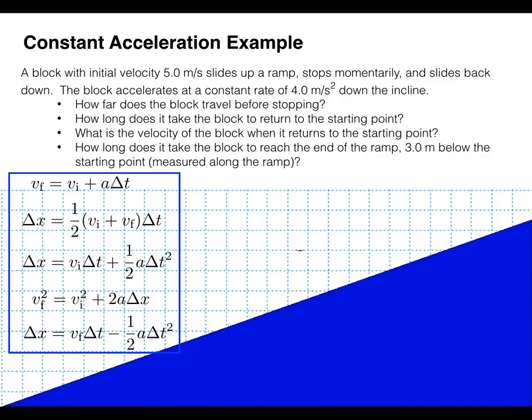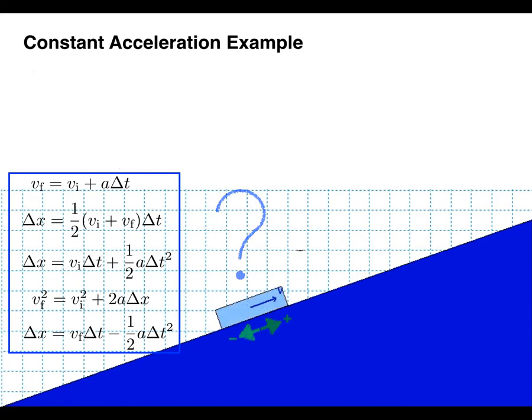After all, the problem states that the acceleration is 4 meters per second squared down the incline. But let's just take a minute to double check that this really is constant acceleration. So here's the motion again. This time I've labeled direction. So we're going to say that up the incline is positive and down the incline is negative.